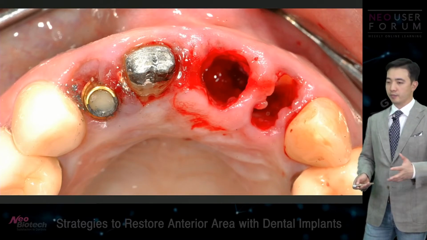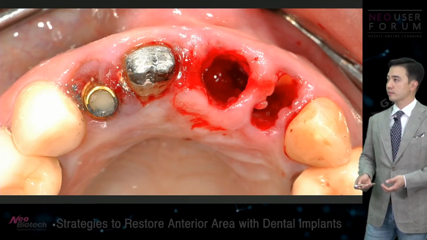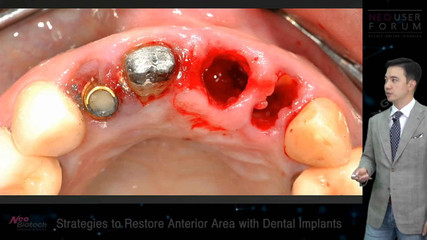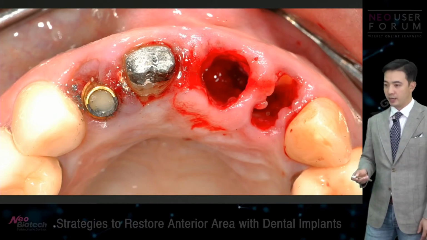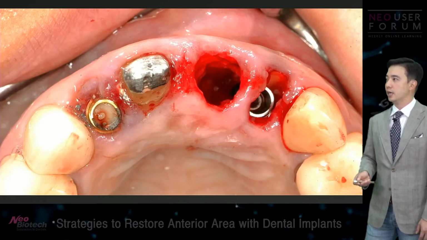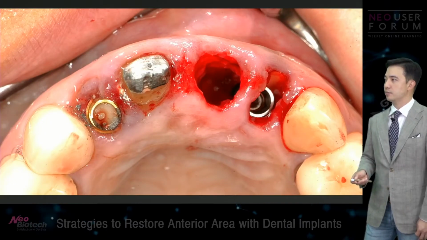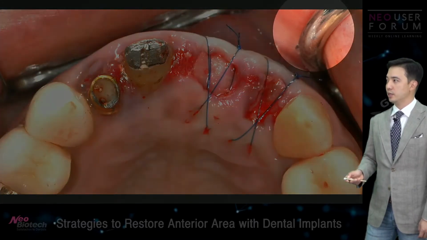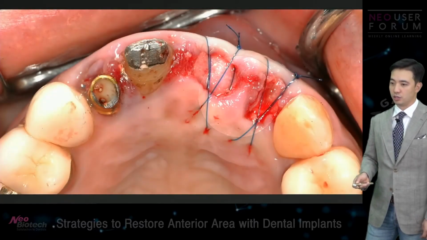And I cleaned the site, everything, removed the graft material and everything. Still had kind of okay stability there. And I GBR'd, placed the collagen membrane and sutured.